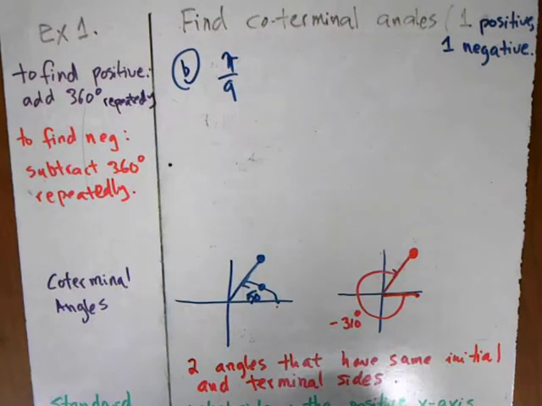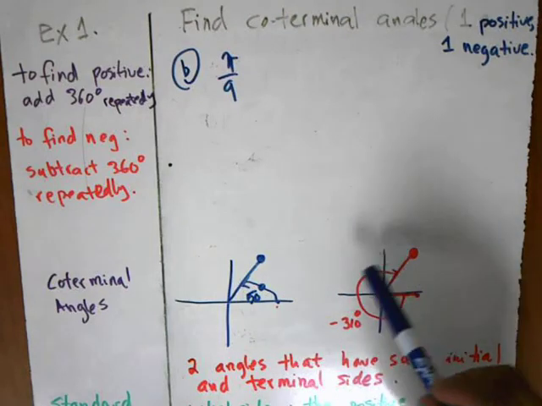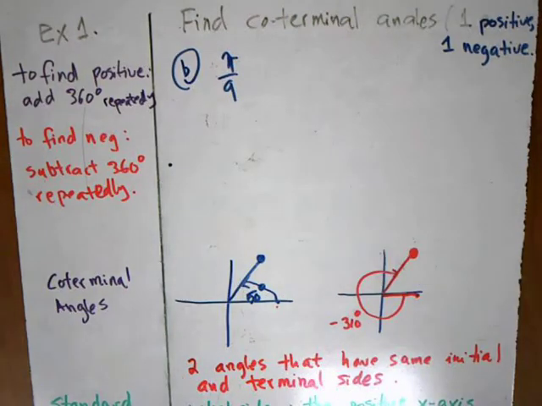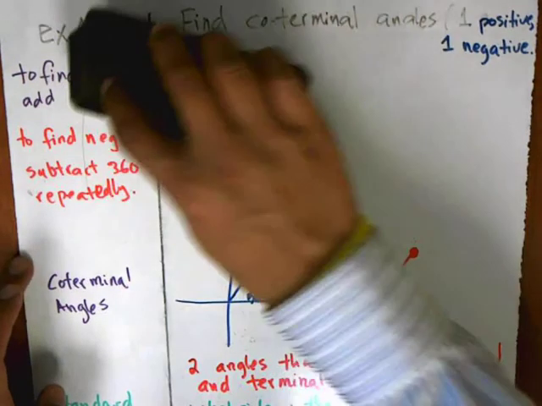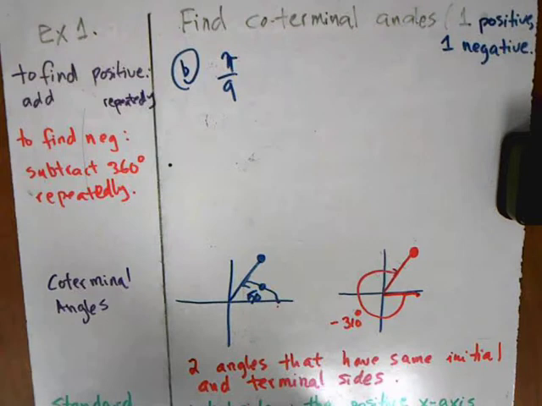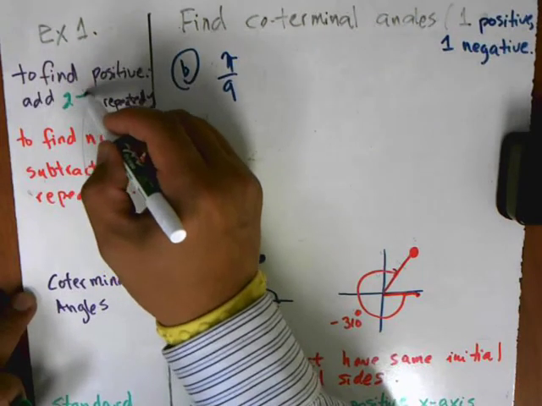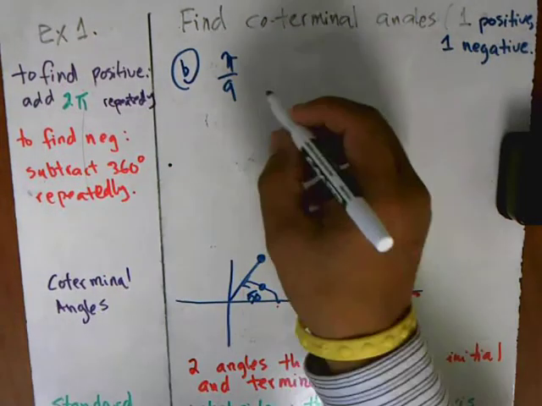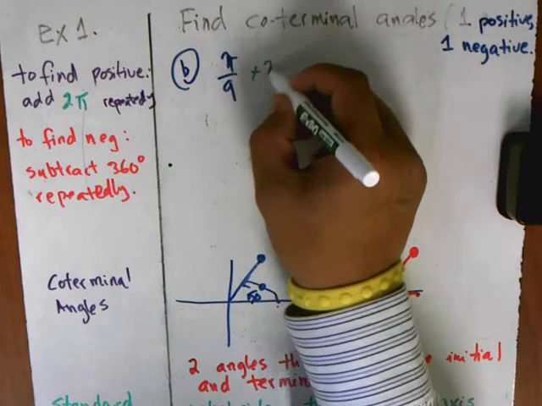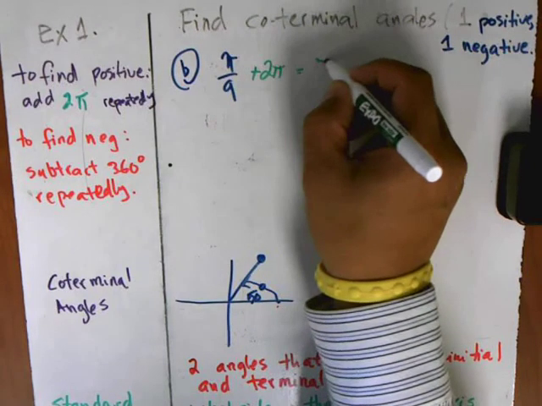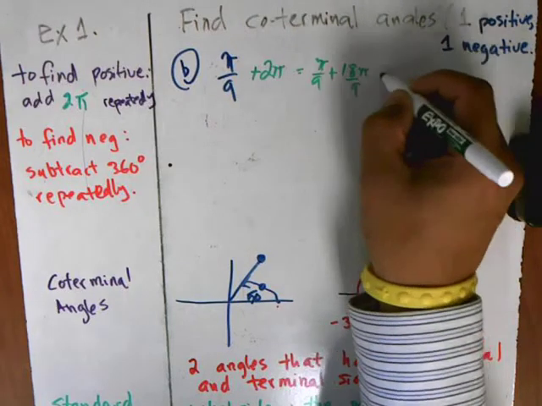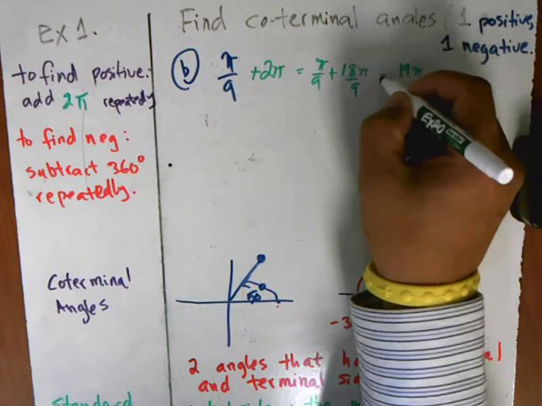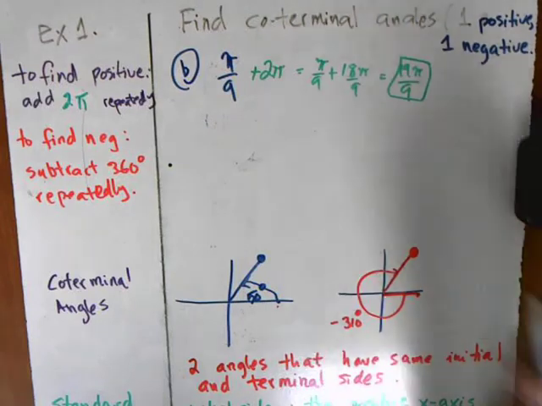Now the same thing applies when we're dealing with angles in radians. If I have an angle that is pi over 9 radians, because this is in radians, I think about how many radians make a full circle. Well, that's 2 pi. So if I want a positive angle, instead of adding 360 degrees, I need to add 2 pi. So for pi over 9, just add 2 pi to it. This will give me pi over 9 plus 18 pi over 9, and that gives me 19 pi over 9.